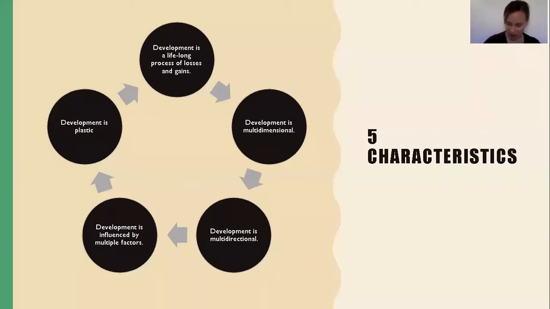So the 5 characteristics of lifespan development is that it's multidimensional, it's multidirectional, it's influenced by multiple factors, it's plastic, and it's a lifelong process of losses. So I want to give a personal example of this, of the philosophical idea, I guess, of lifespan development, which is that we all grow and decline in many areas over our lifespan.